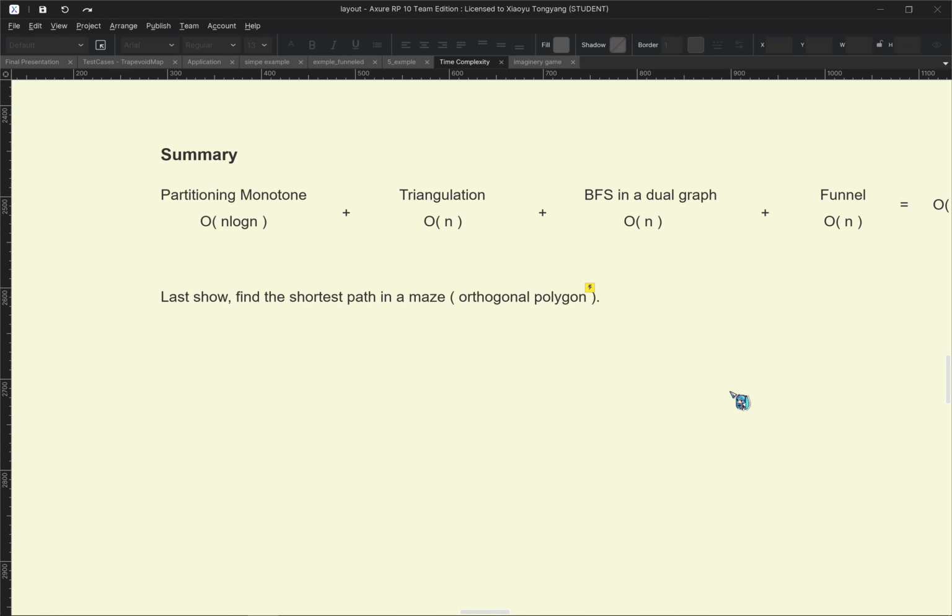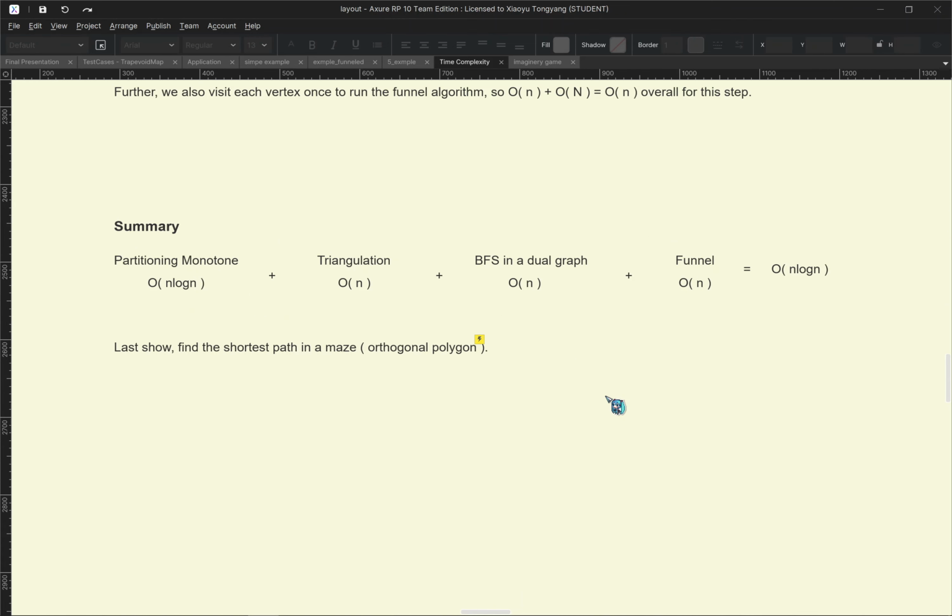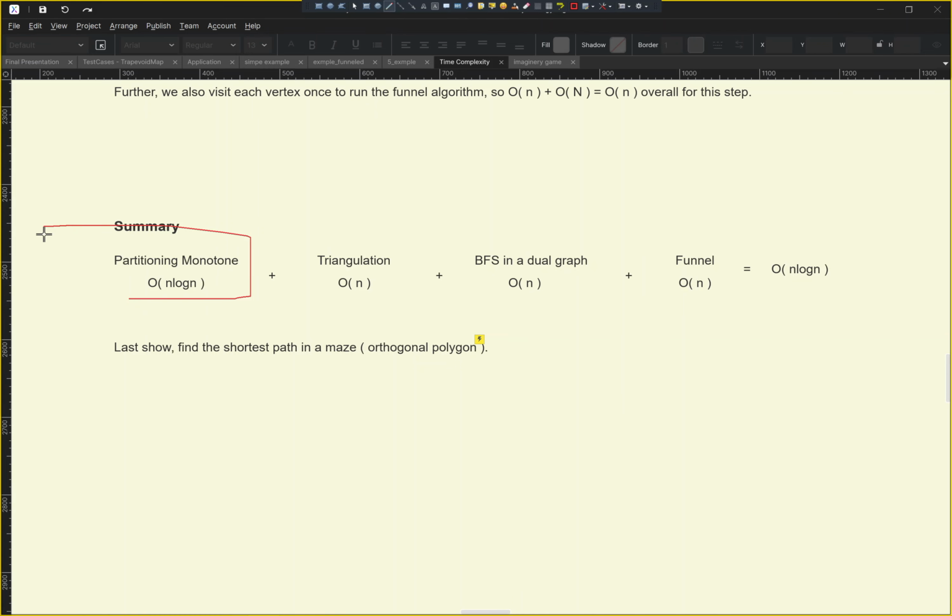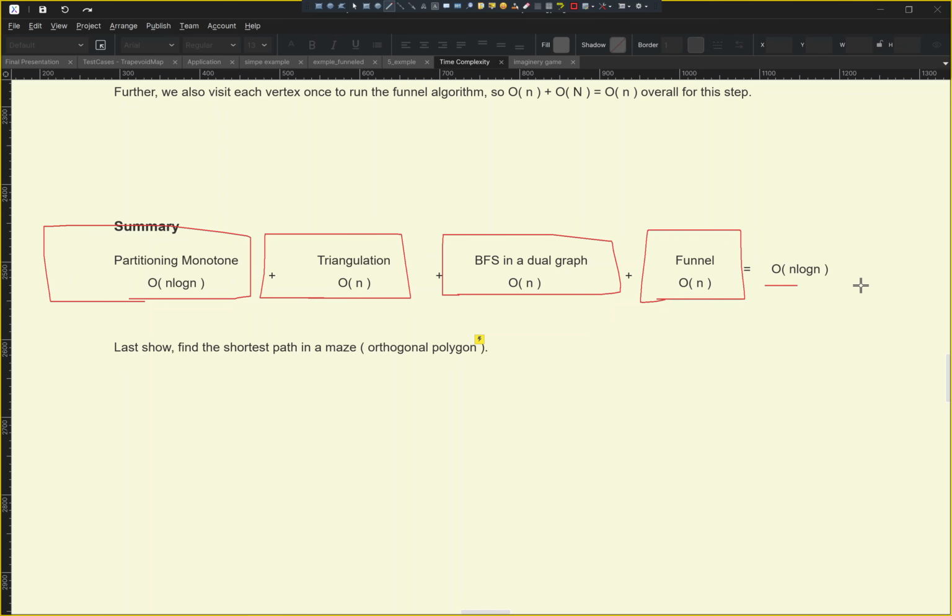It's time for a summary. Well, in the first step, we have big O n log n for partitioning the monotone polygon. And then we have big O n for triangulation. And the third step, we have big O n, linear time, for doing breadth search in a dual graph. And finally, we have big O n for the final algorithm. So we have big O n log n, where n is the number of vertices of the original polygon, for the whole application, which is a little bit surprising, right?